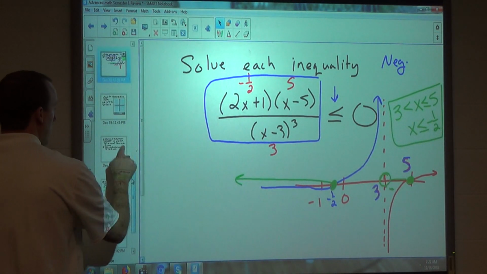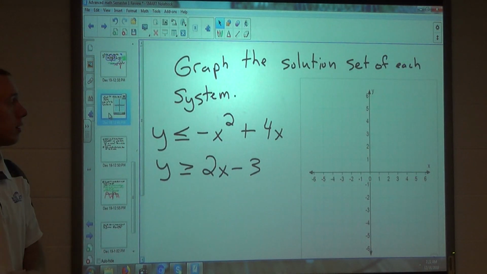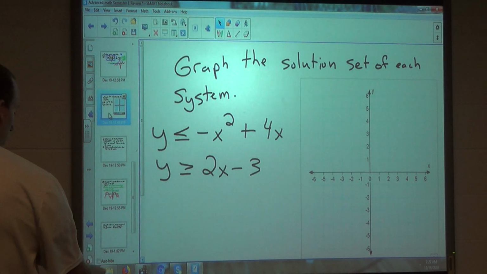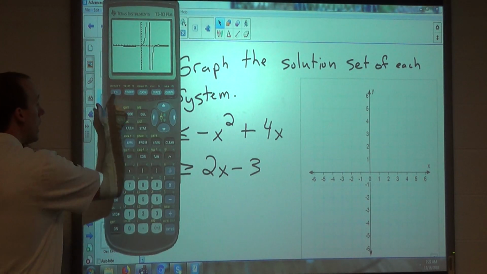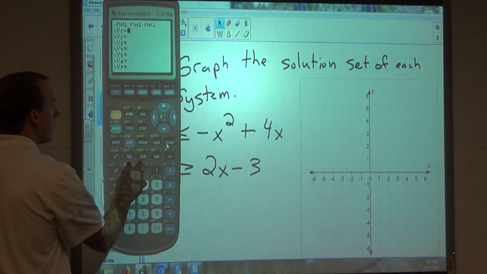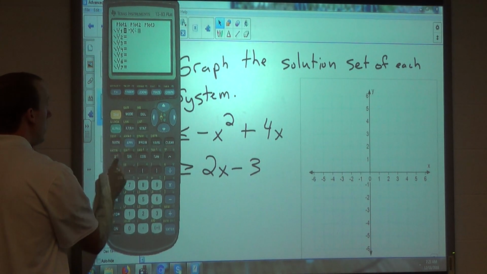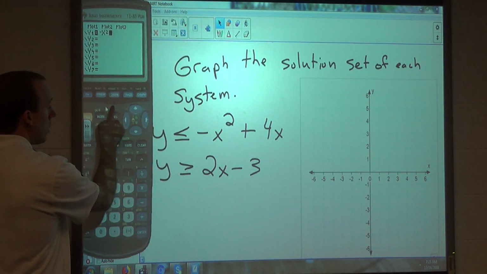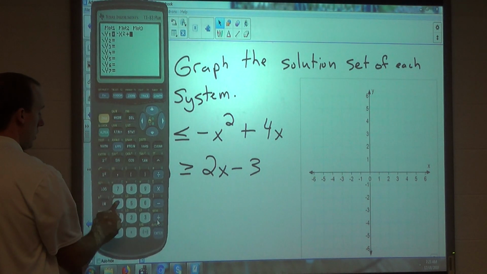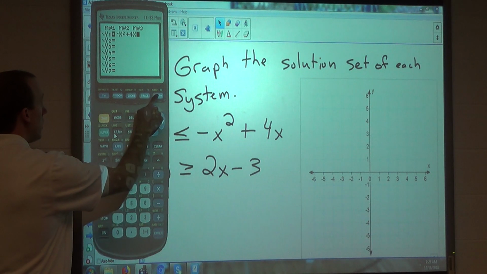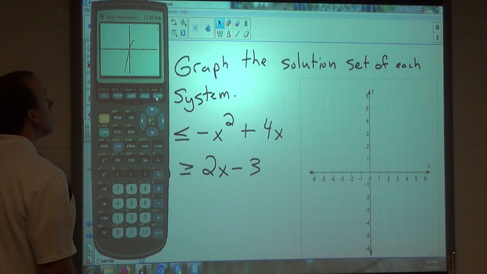Alrighty. Graph the solution set of each system. Okay? So on this problem here, I'm going to have to, again, use my calculator so I know where some stuff is at. So I got a -x squared plus 4x. Let's graph that and see what happens here.